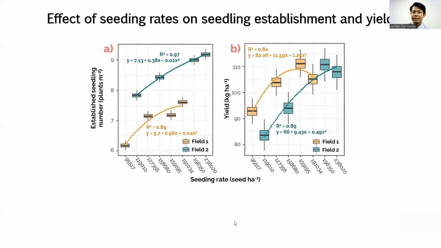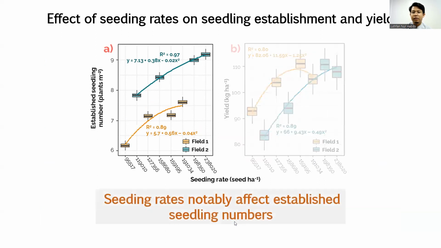Next is the effect of seeding rates on the seedling establishment and yield. So let's focus on the first graph. There were significant discrepancies in the seedling numbers between the two fields. We expect that the discrepancies were mainly caused by the different types of seed size used in each field. Larger seeds were sown in field 2, which induced better establishment in the field with soil clod presence.